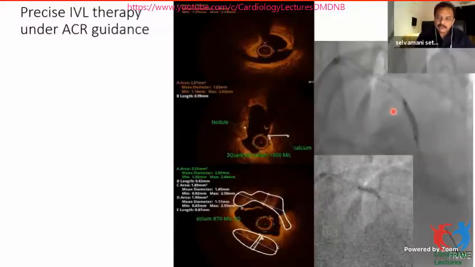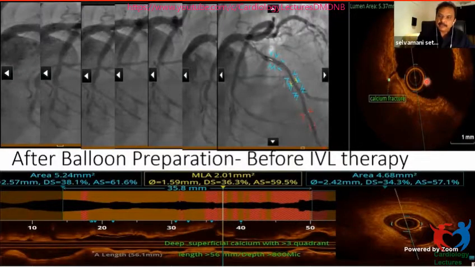So I wanted to use IVL, otherwise it was a very tough thing, because I could track the device by any balloon there, so there is no need for rota here. And it's a very thick calcium, very deep calcium. I think this is a case where IVL will be very, very useful.